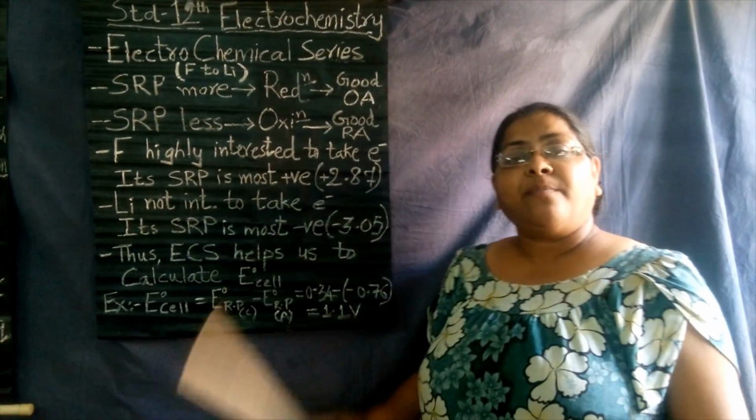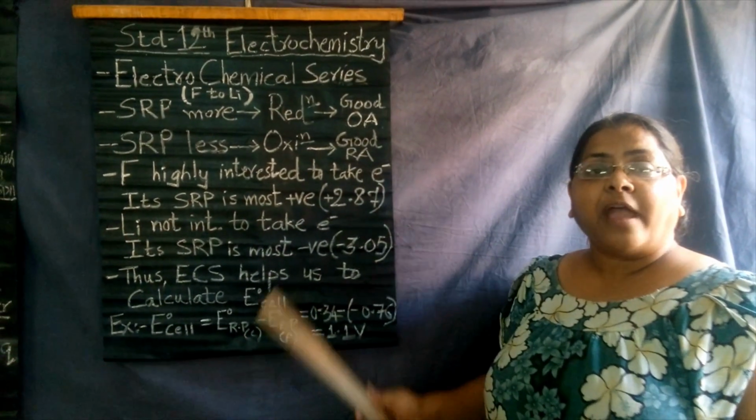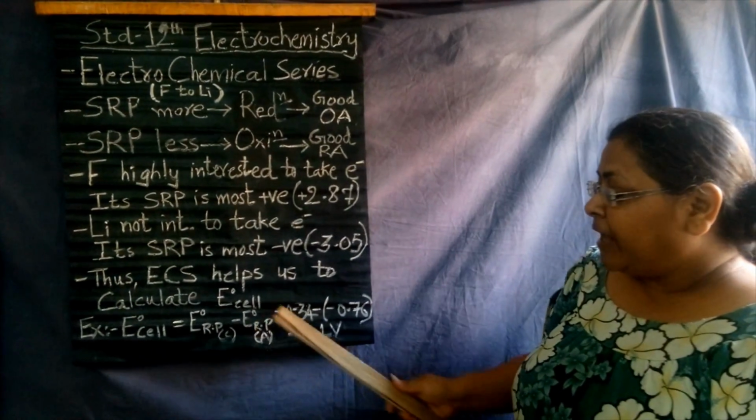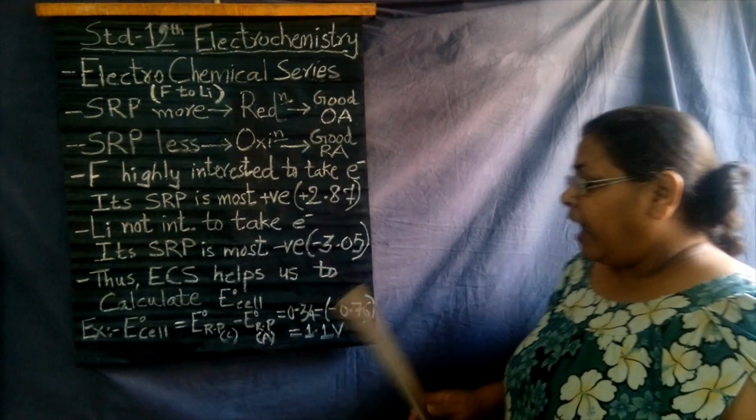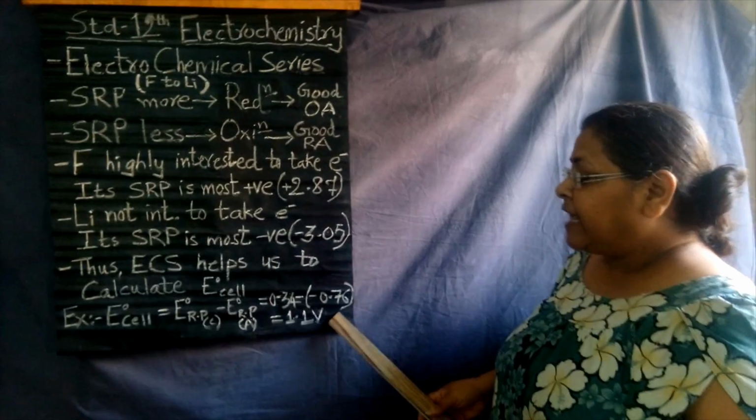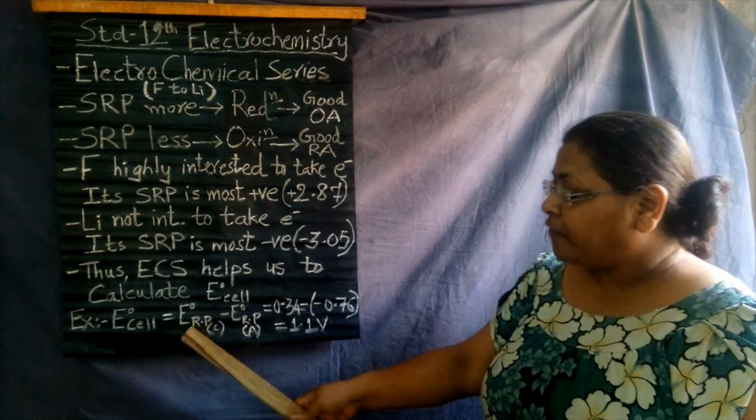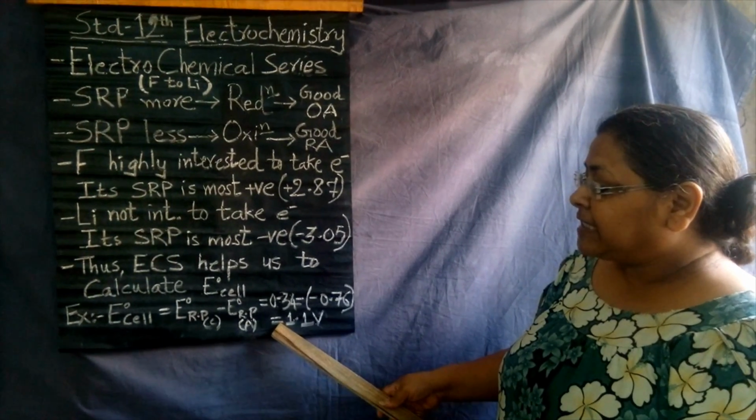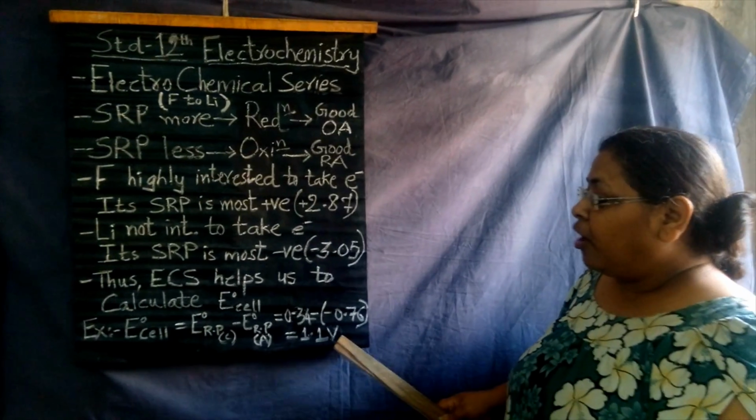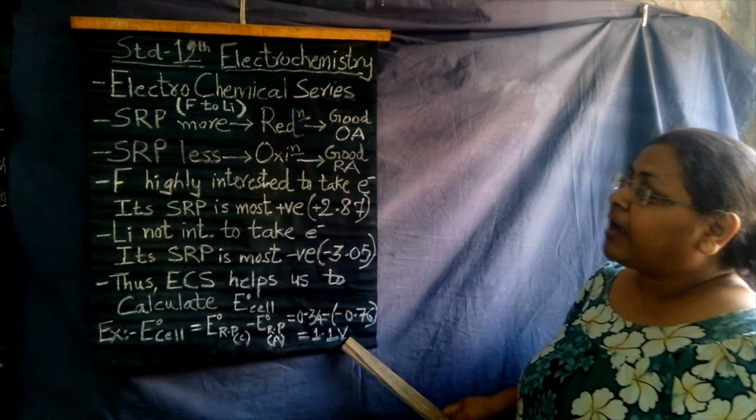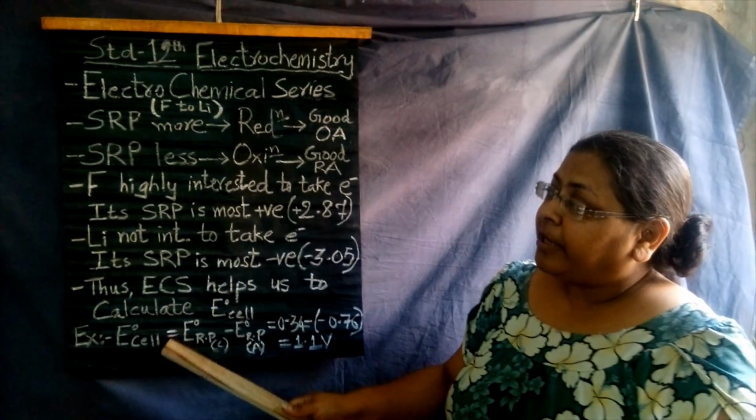If you see the electrochemical series table, the values given with the help of the hydrogen electrode are 0.34 standard reduction potential for copper and minus 0.76 standard reduction potential for zinc. If we put these values into the formula, we get the standard cell potential for the Daniell cell as 1.1 volt. Thus, the electrochemical series helps us calculate standard cell potential.